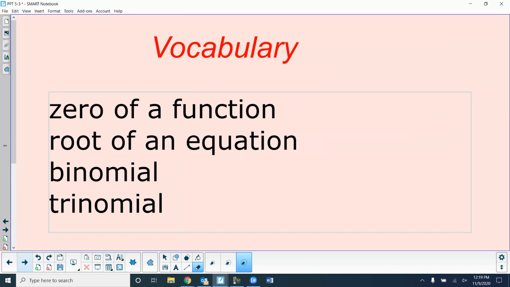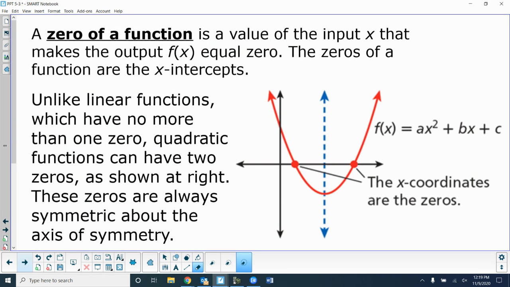All right, so let's look at, again, zero and a root of a function. You guys already know this. A binomial has how many terms? And a trinomial? Okay, you're so smart. All right, so a zero of a function is a value of the input, the x, the domain, that makes the output, f of x, the y value, the range, equal to 0. The zeros of a function are the x-intercepts, where the graph crosses the x-axis.